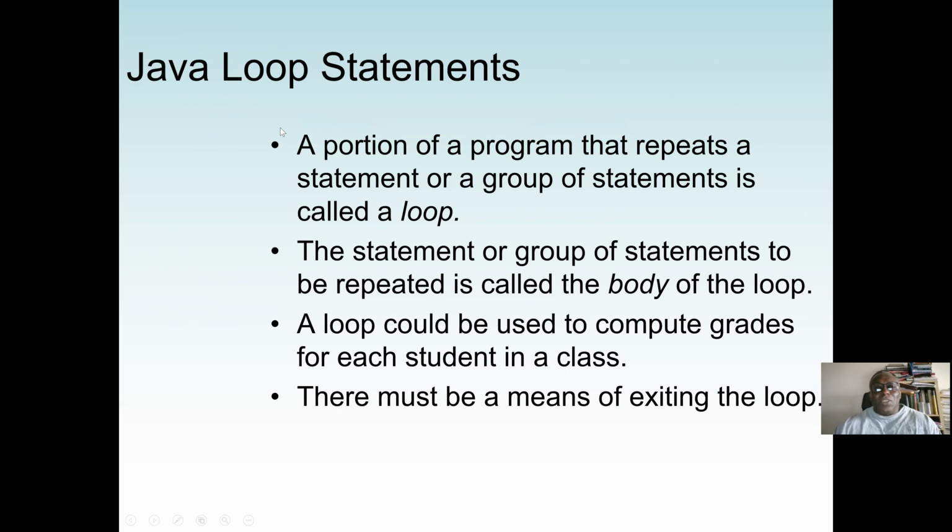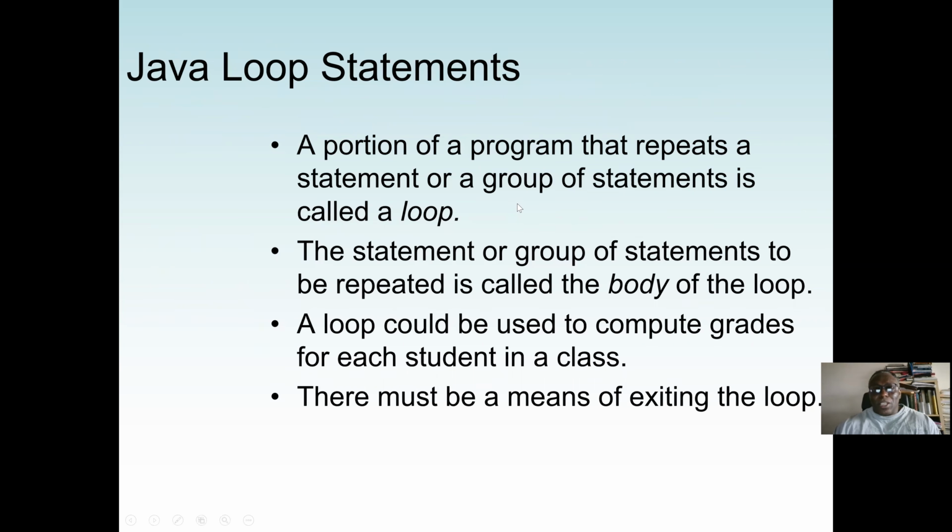So here we say, what is a Java for loop or while loop or do while? Again, Java loops consist of 3 types. We have the for loop, while loop, do while loop. So what is a Java loop? A Java loop statement is a portion of a program that repeats a statement or a group of statements, and that is called a loop. So that's why we said normally we need a loop. If we want to do something over and over again, we have to repeat the same task.